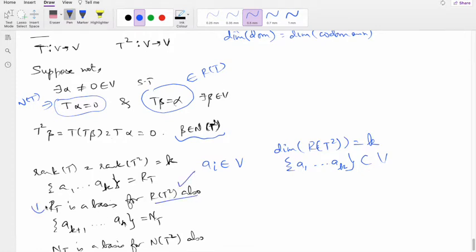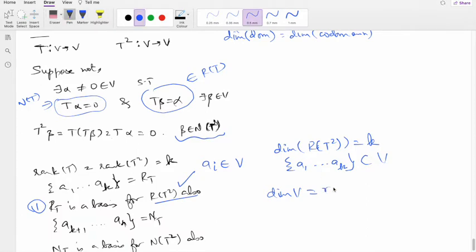This is one idea that we're using from the fact that rank of T is equal to rank of T squared. The second thing is that from the rank-nullity theorem, we know that the dimension of V is going to be the dimension of rank plus nullity, right?